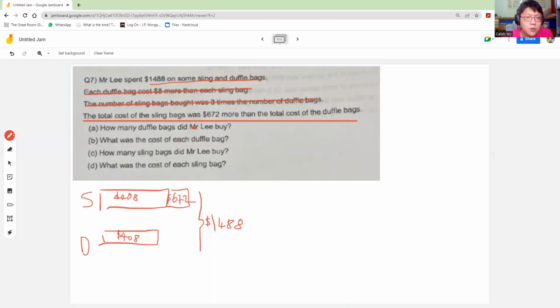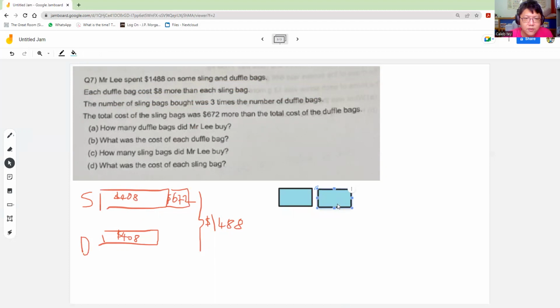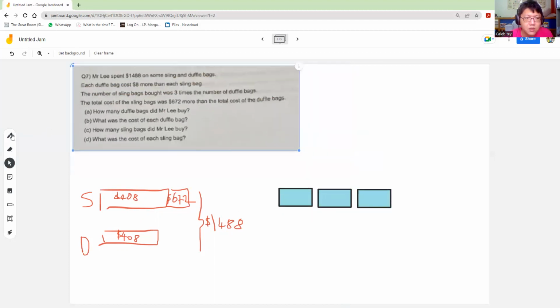So how many duffel bags did Mr. Lee buy? No idea. You know why? You have to solve the whole thing first. So let me rush through it. 3 times as many sling bags as duffel bags, right? So sling bags will be like that, 3 times.